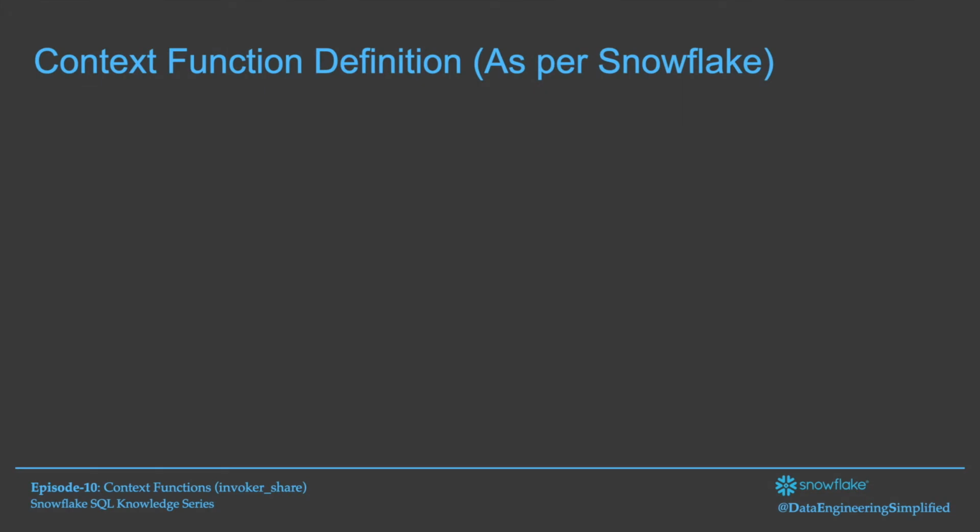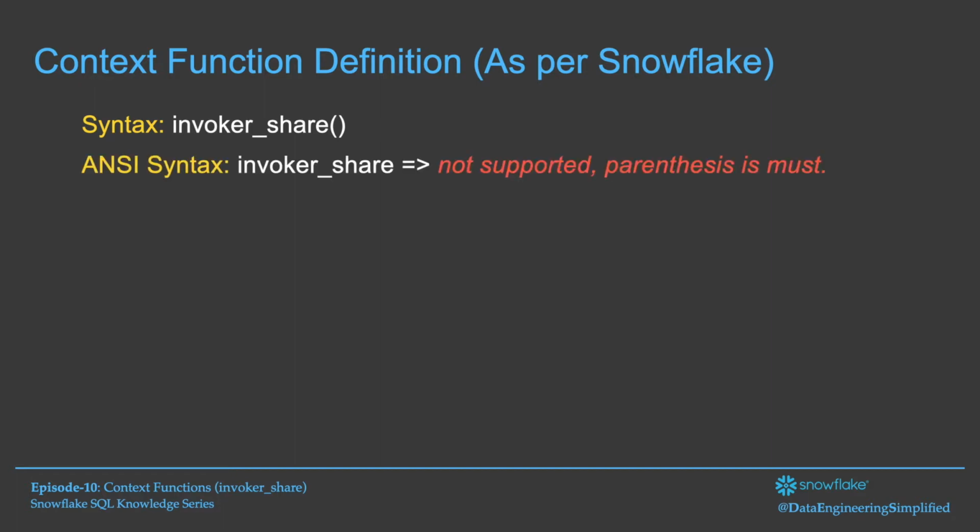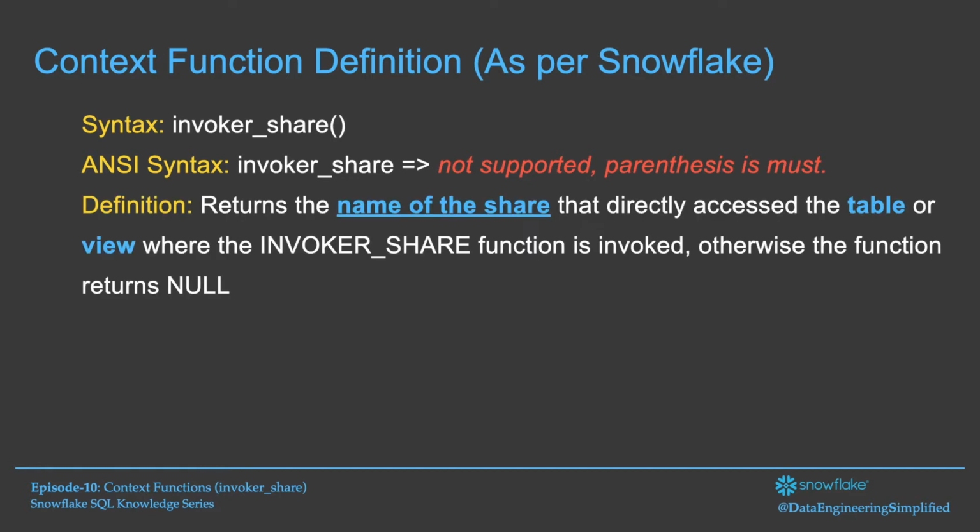Let's quickly understand the context function definition as per the Snowflake. It looks pretty simple. Invoker underscore share. It does not take any parameter. If you use this context function without parenthesis, it ends up with an error. So you have to use the parenthesis, and that's why it does not support the ANSI syntax. What the definition says: returns the name of the share that directly access the table or a view where the invoker share function is invoked. Otherwise, the function returns null.